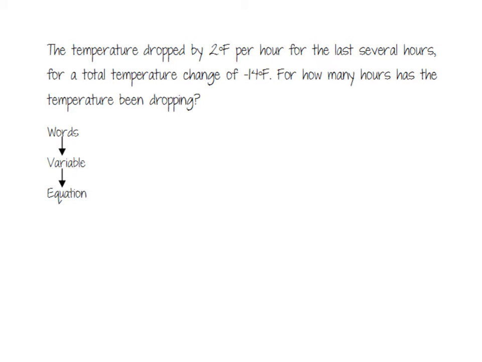Here's our second word problem. The temperature dropped by 2 degrees Fahrenheit per hour for the last several hours, for a total temperature change of negative 14 degrees Fahrenheit. For how many hours has the temperature been dropping? That's kind of a wordy one. So let's look at what we have. When it says dropped by 2 degrees, that means it went negative 2. Remember our key words, it went in a down direction. It's not a positive. Per hour means times. That per is going to mean multiplication.